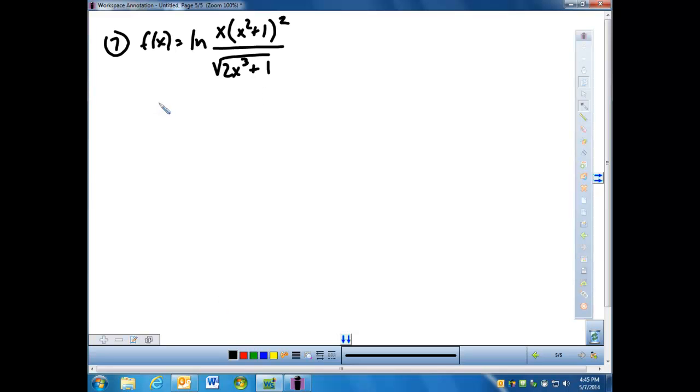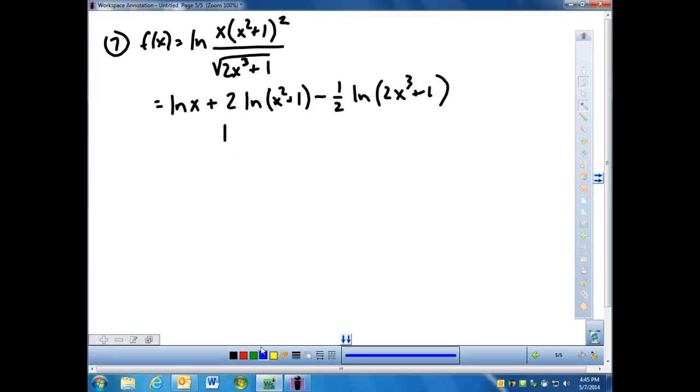So remember, if I'm multiplying here, I can add natural log of x plus natural log of x squared plus 1. But since I got that squared up there, I can pull that exponent out in front and call it 2 times the natural log of x squared plus 1, minus, make my square root be a power of 1/2 and pull that out in front. So 1/2 natural log of 2x to the third plus 1. So again, log rules are going to make each of those problems much easier than the whole thing.